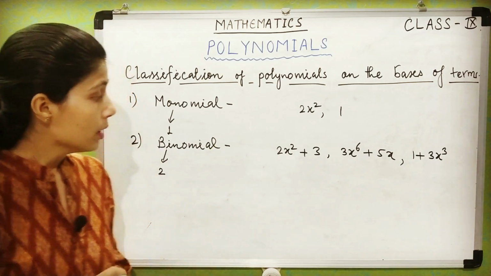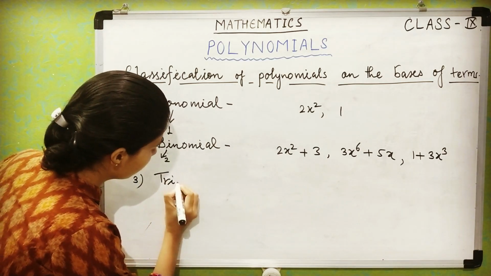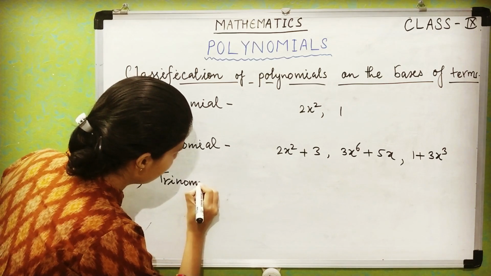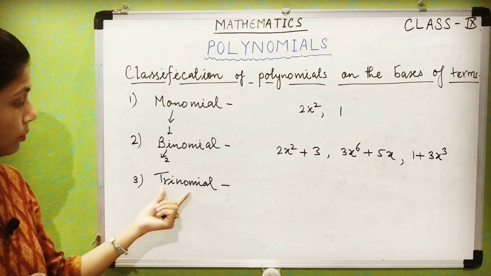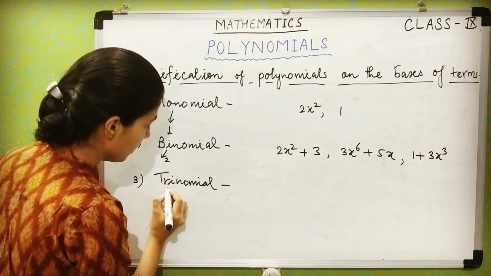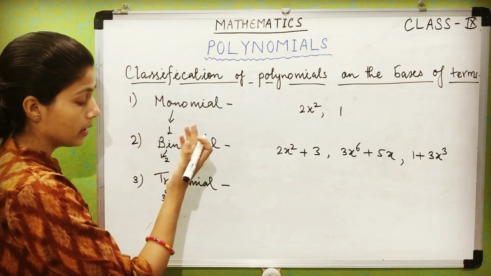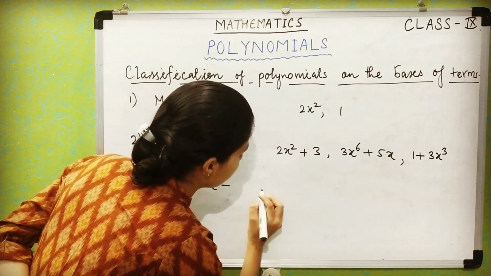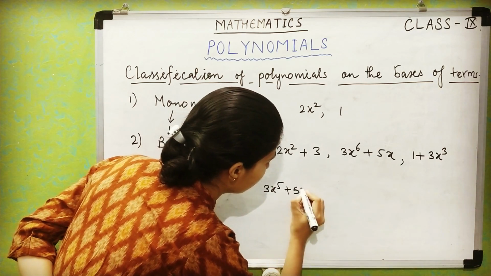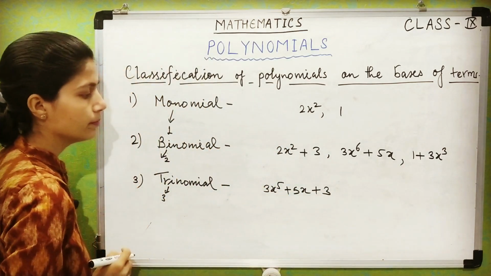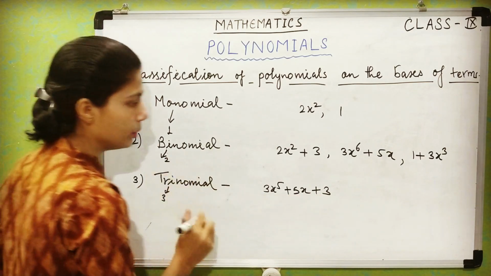Now see, the third one is trinomial. Tri means 3. It means the polynomial which contains 3 terms will be called a trinomial. Tri means 3, means 3 terms. That polynomial will be a trinomial. Let's take the example 3x raised to power 5 plus 5x plus 3. Here there are 3 terms, so this will be a trinomial.